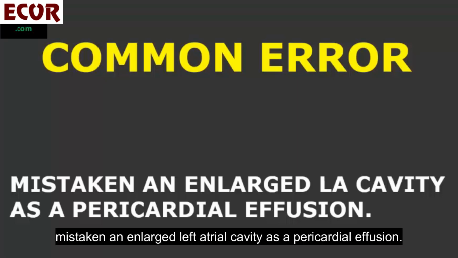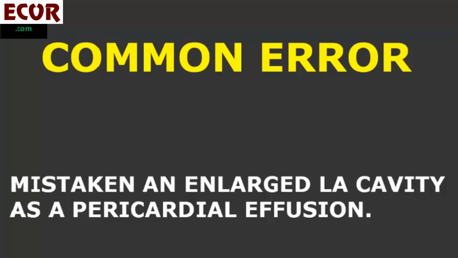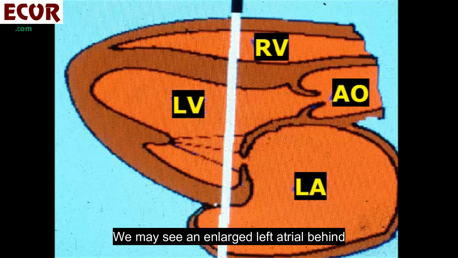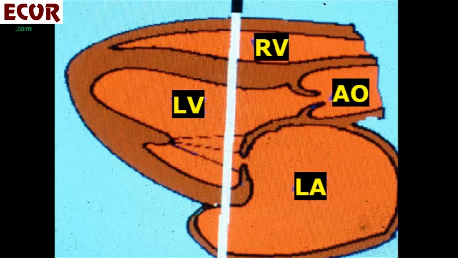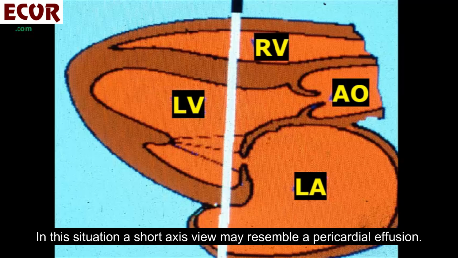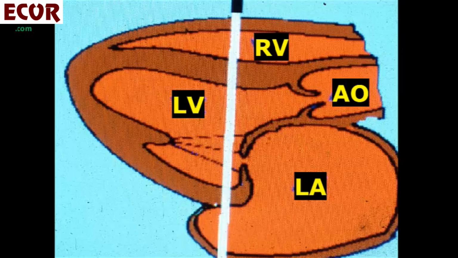Common error: mistaking an enlarged left atrial cavity as a pericardial effusion. We may see an enlarged left atrium behind the posterior wall of the left ventricle and mistake it as a pericardial effusion. Usually with a very big LA, part of its cavity may be located behind the posterior wall of the left ventricle. In this situation, a short X view may resemble a pericardial effusion.